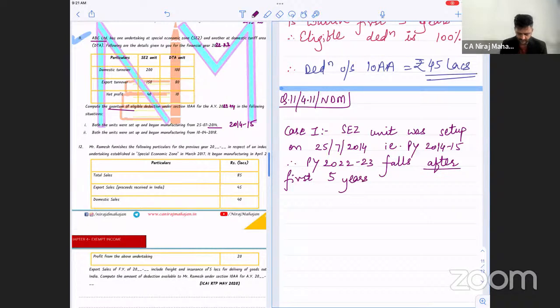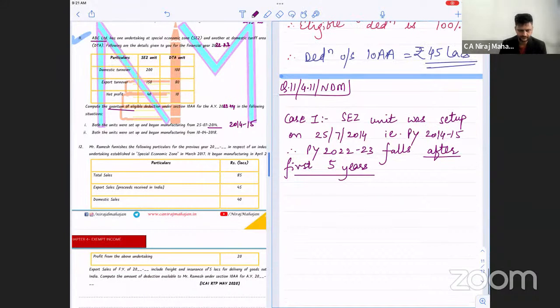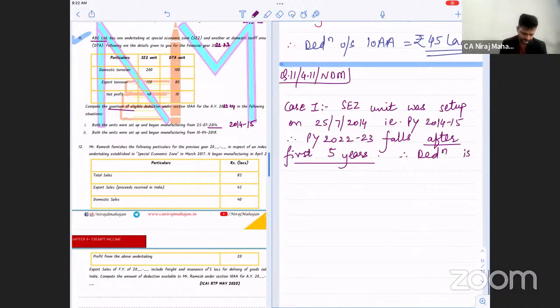Are you all understanding till here? After the first 5 years, therefore deduction is limited to, what, bacho? 50%. Deduction is limited to 50%. This is okay till here?